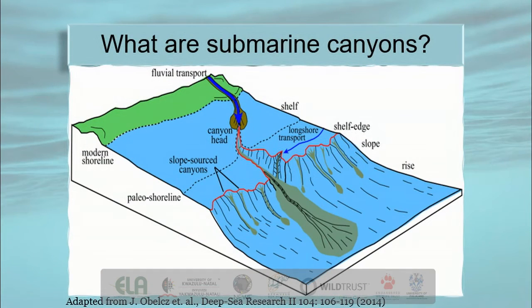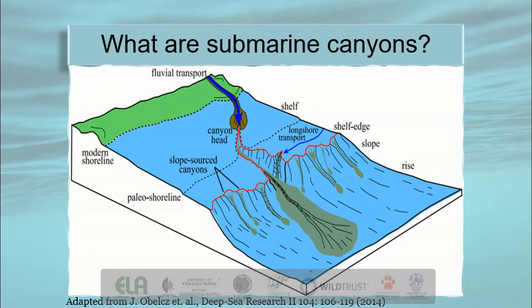So what are submarine canyons? These are steep valleys with a V-shaped cross-section that occur on continental margins. They are important conduits of sediment from the continental shelf towards the deep sea. They can be connected to fluvial systems, but most of them in the northern KZN are not.